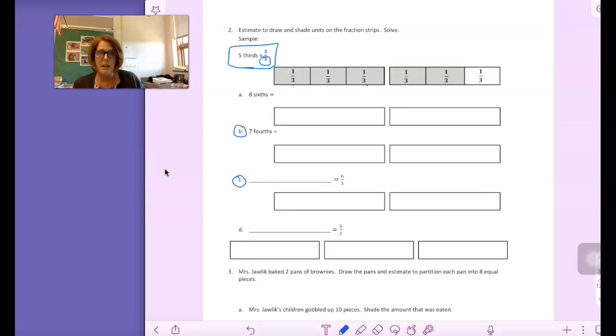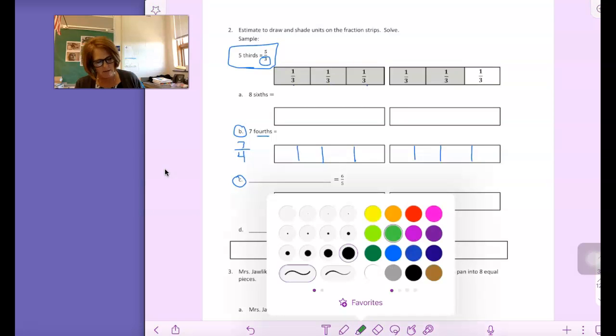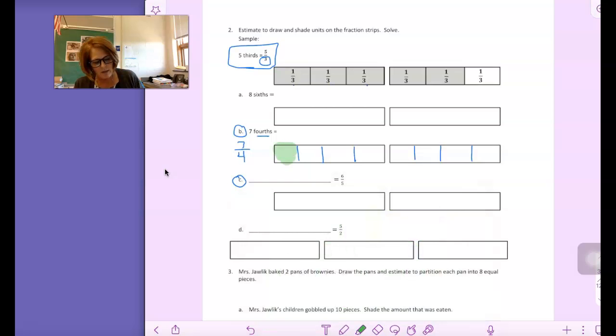So letter B, we are doing fourths. So our fraction would look like this, 7/4. We write it exactly the way it's written from left to right. So I'm going to go ahead and divide my fraction bars into fourths because that's our denominator. That tells us how many equal parts we have in each shape. And then I'm going to go ahead and shade 7 of those. So 1, 2, 3, 4, 5, 6, 7.